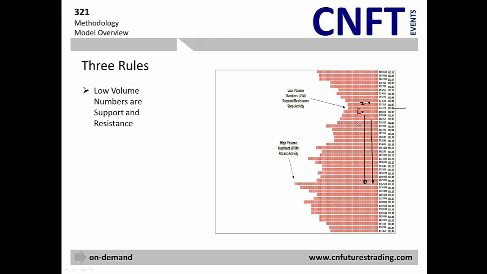Now what happens in the auction process is the market rotates lower until the price is no longer attractive to sellers, or the price rotates higher until it's no longer attractive to buyers, and it comes to a balance. And this high volume number, or attractor, or what we call value, pulls the market back to it, and eventually this high volume number is going to be what is called the balance point.